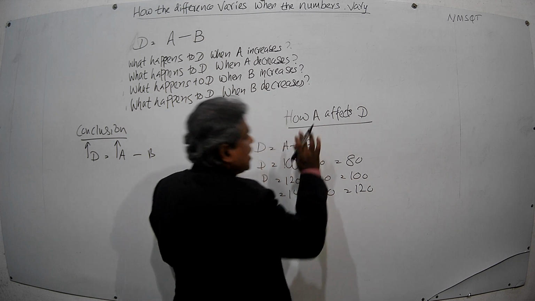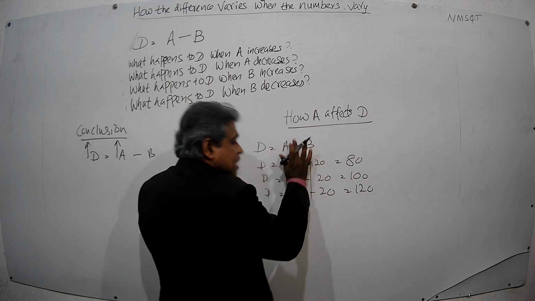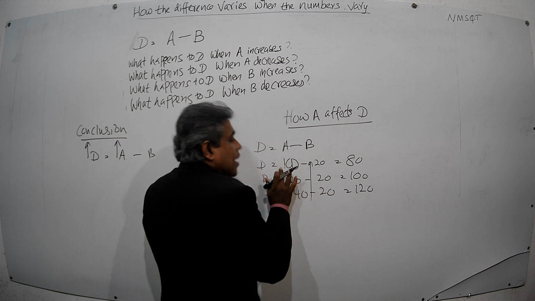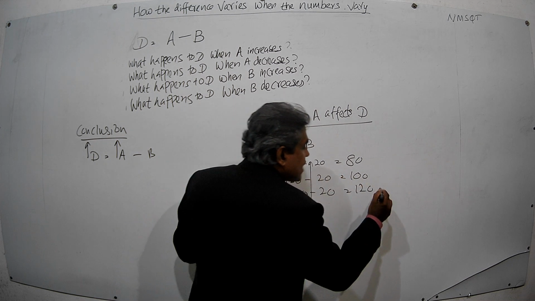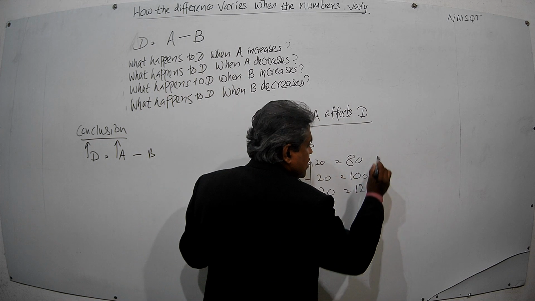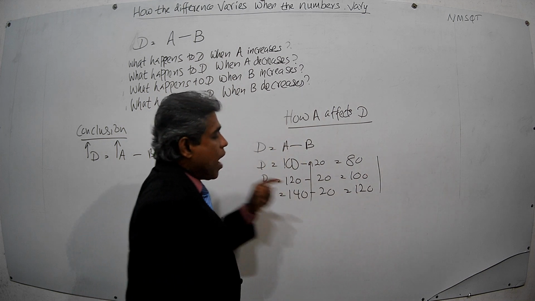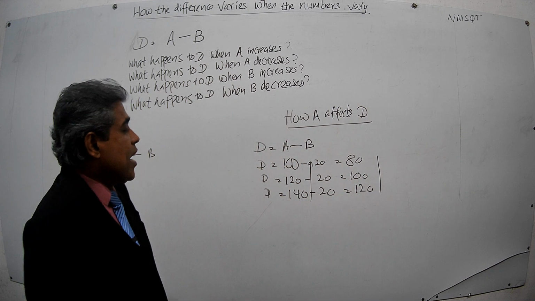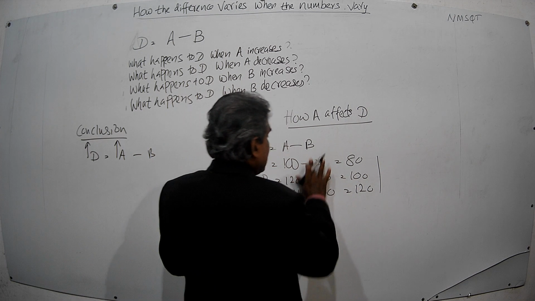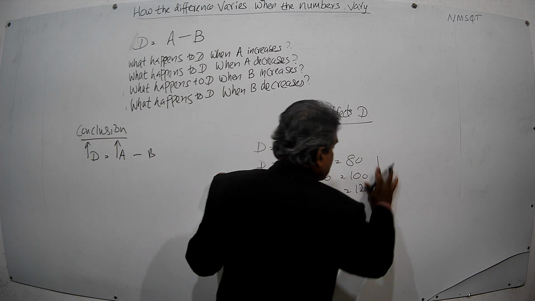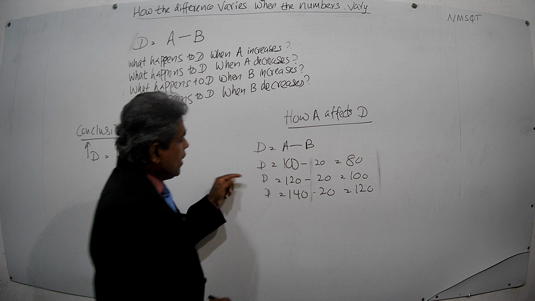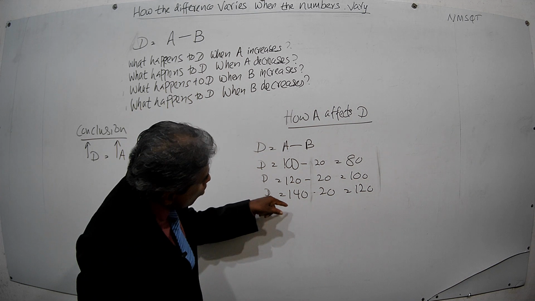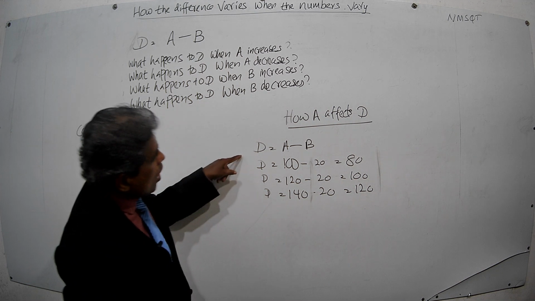When A has decreased from 140 to 100, D has also decreased. See, it also decreased from 120 to 80. From 120 to 80, A has decreased, and D also has decreased. When D decreases, when you now go from bottom up now.